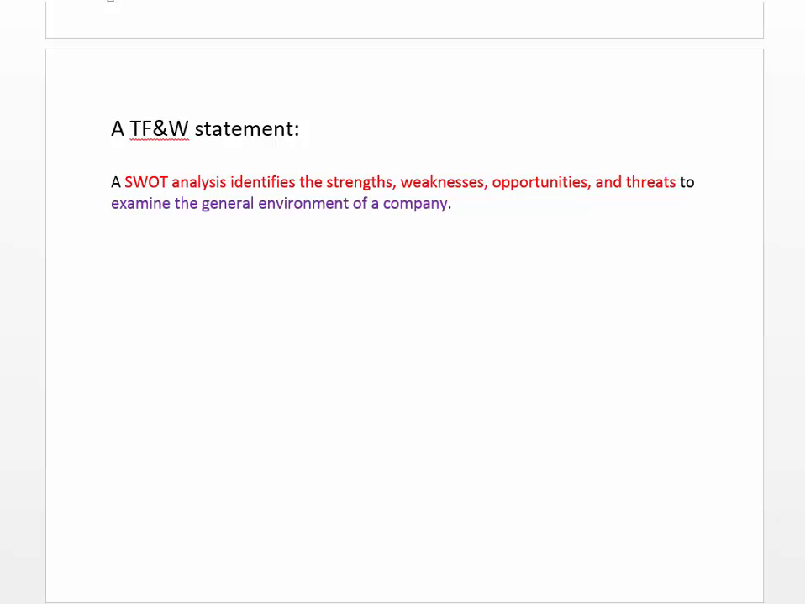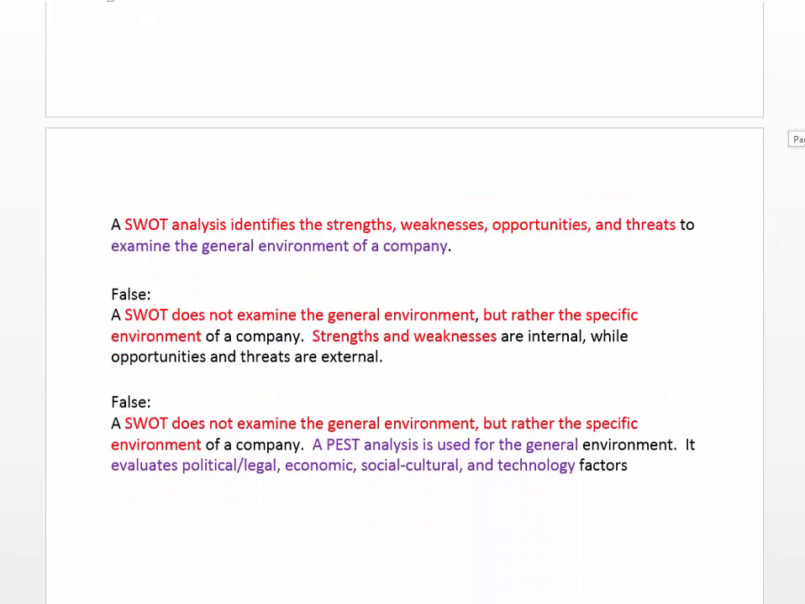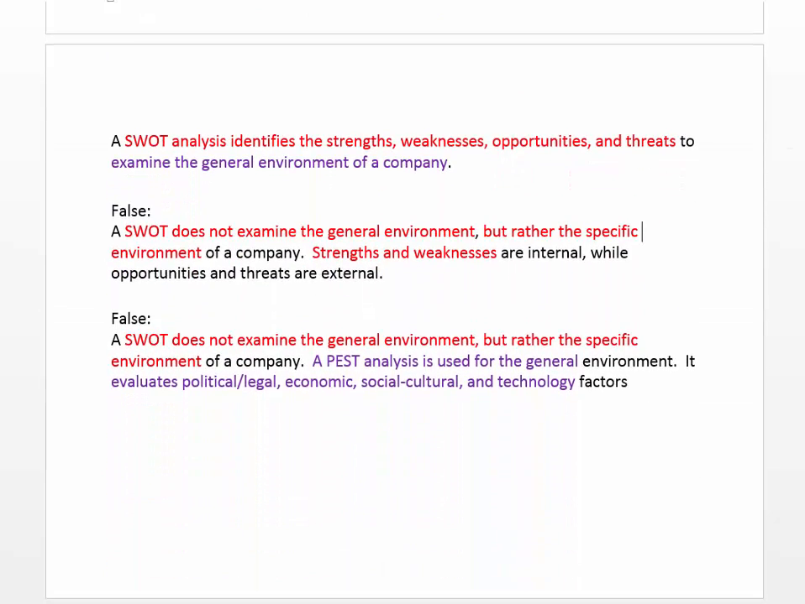So is the red one correct? Yes, that does identify what a SWOT is. Is it used to examine the general environment of a company? No, that's false. Let's take a look at how we can answer that. So the first false: a SWOT does not examine the general environment, but rather the specific environment of a company. The red relates to the red. So now you're telling the person who's marking this why that's false.